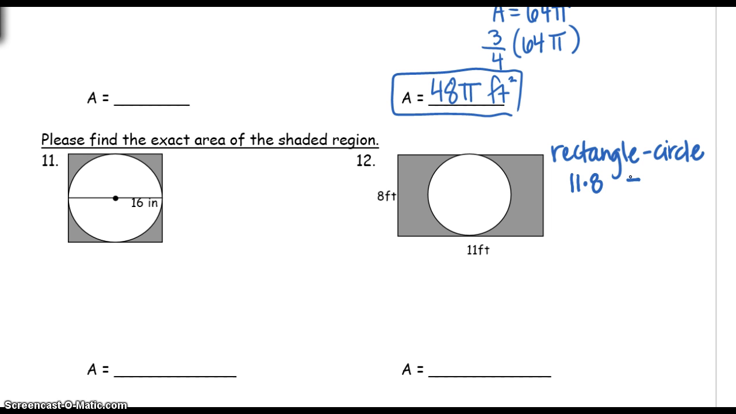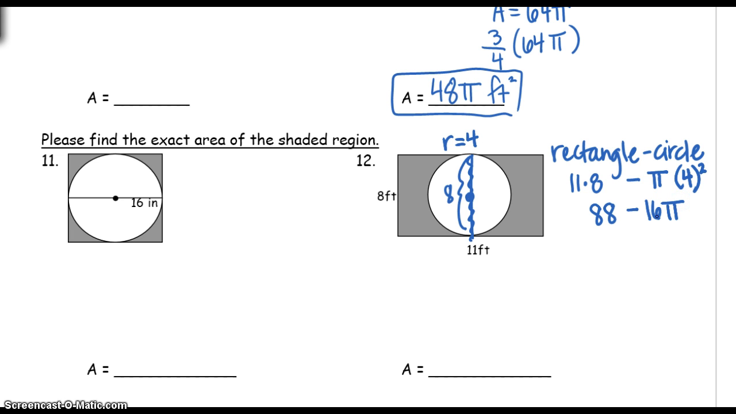And you're like, Storvik, there is no radius in there. Well, there is. If this is 8 feet, this is 8 feet. You got me on that? So if this whole thing is 8 feet, what's your radius? Your radius is 4 because it's half the diameter. So it's minus pi r squared, but our radius here is 4. So 11 times 8 is 88, and 4 squared is 16. So we have 88 minus 16 pi.